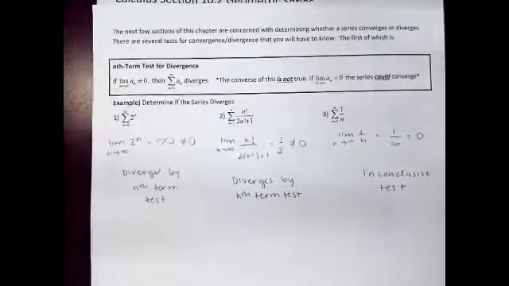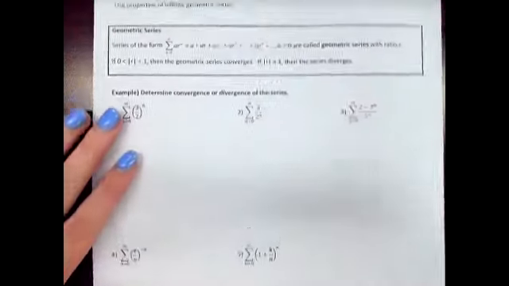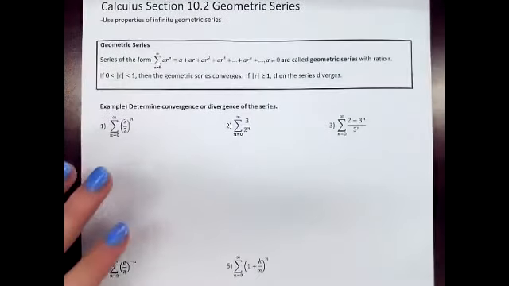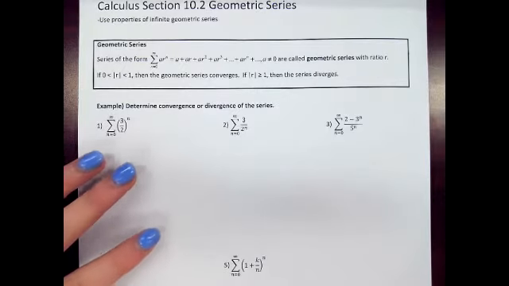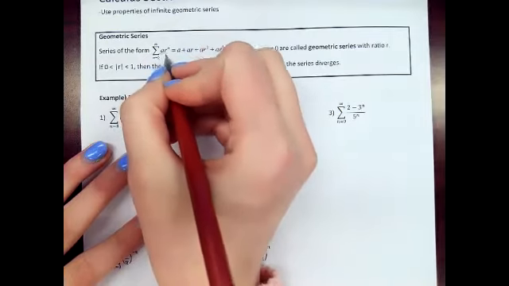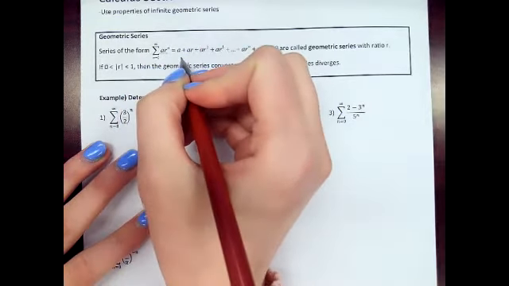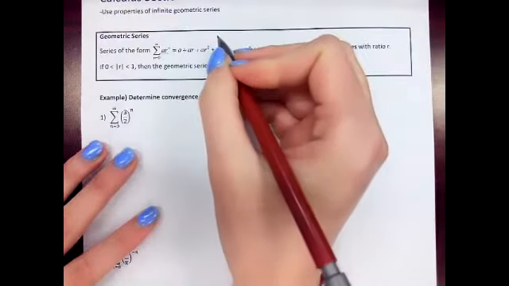We'll take a little break for a minute. And after a little break, we're going to take a look at geometric series. Geometric series take the form a times r to the n. So a will be a constant, r will be some kind of number raised to the nth power.